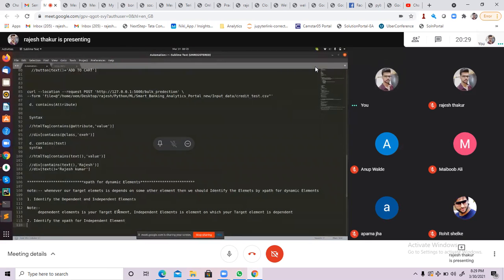Okay, what do you mean by the independent? Okay, how to identify the independent element? Again, note. Right click on independent element, inspect element.